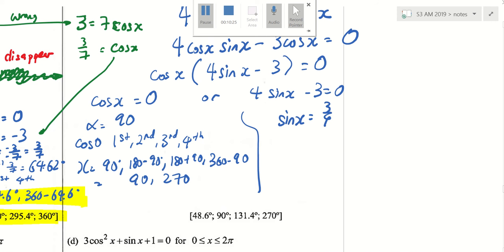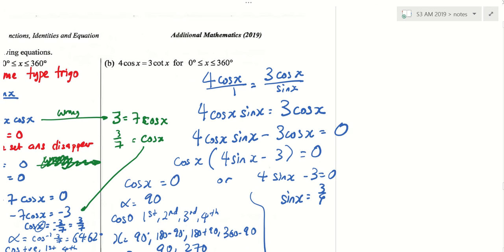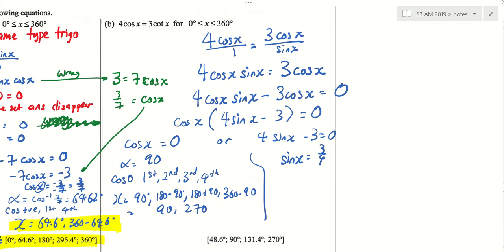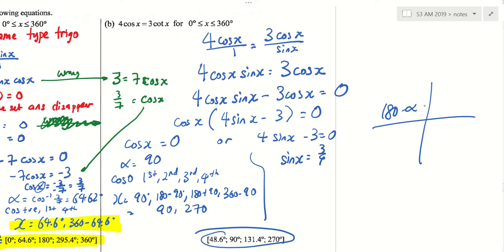Right, so for B, check your working. First, I change cotangent to cosine over sine. Next, I cross multiply. Next, I bring over as in minus. Next, I factorize cosine. Then I'll have cosine x equals to 0. Cosine is equal to 0, there is not positive, not negative. I have 4 different quadrants. End up 2 answers. Then after that, sine x equals to 3/4. I got 2 other answers. Remember to write the last step. Only sine positive.